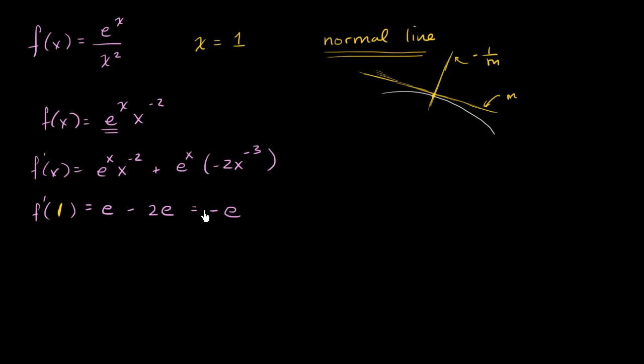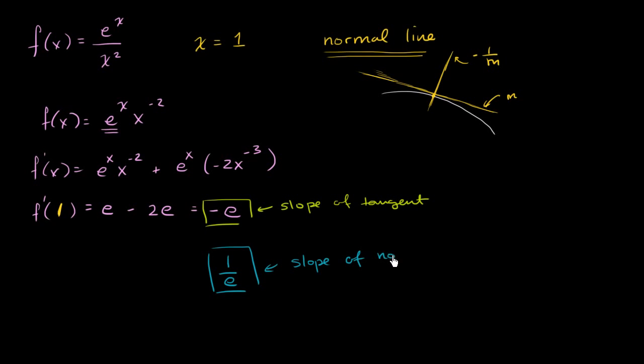So this right over here, this is the slope. That is the slope of the tangent line. Slope of the tangent. And so if we want the slope of the normal, we just take the negative reciprocal. So the negative reciprocal of this is going to be, well, the reciprocal is 1 over negative e, but we want the negative of that, so it's going to be 1 over e. This is going to be the slope of the normal line. Slope of normal line.